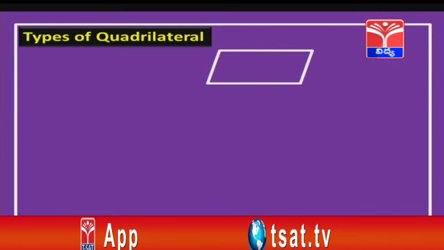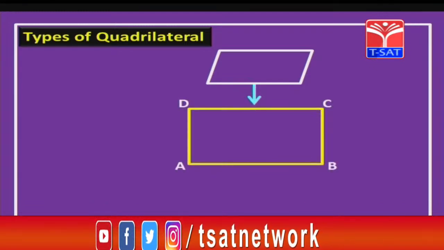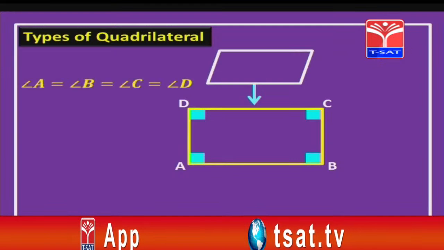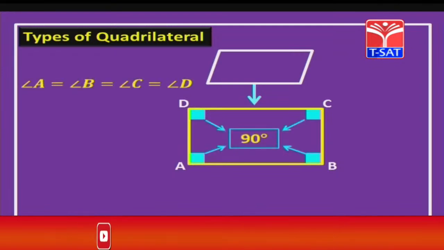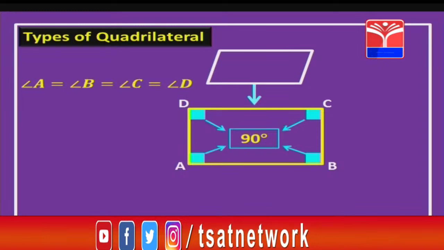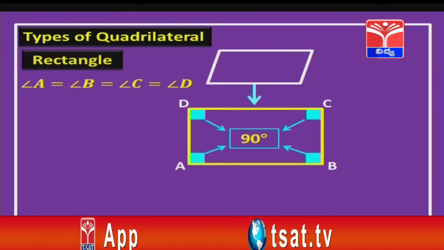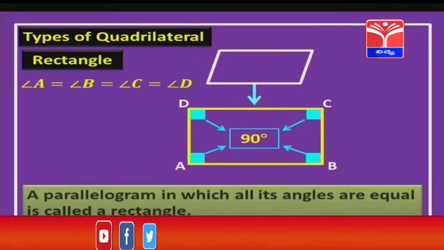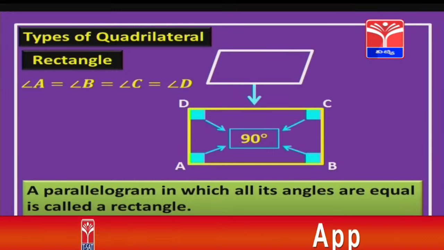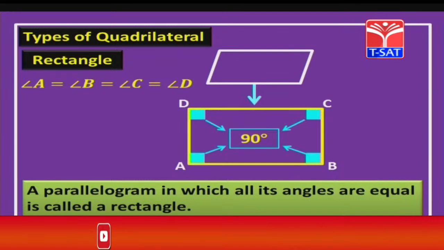So, I am taking a quadrilateral, and this quadrilateral is nothing but a parallelogram I am considering. Now, in this parallelogram ABCD, if you notice, angle A, angle B, angle C, angle D, all are equal. That means all angles are equal, meaning each angle is 90 degrees. So, angle A is equal to angle B is equal to angle C is equal to angle D is equal to 90 degrees. It is actually a parallelogram, which is one type of quadrilateral. Now, this type of parallelogram is called a rectangle. So, how do you define a rectangle, children? A parallelogram in which all its angles are equal is called a rectangle. So, already parallelogram means opposite sides are equal. Apart from that, if all the angles are also equal and equal to 90 degrees each, we call it a rectangle. Let us move on to our next type.